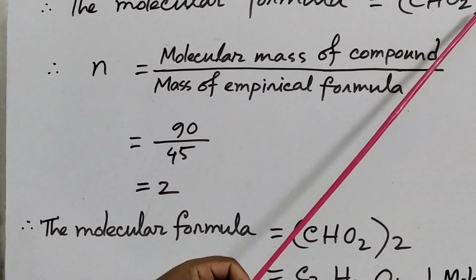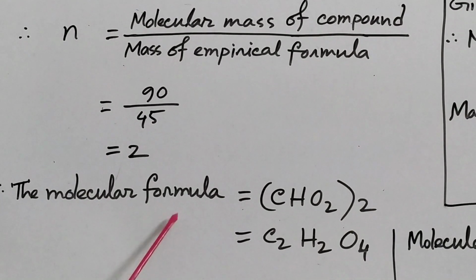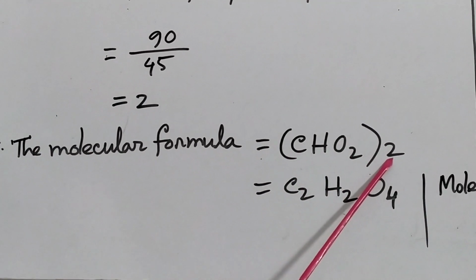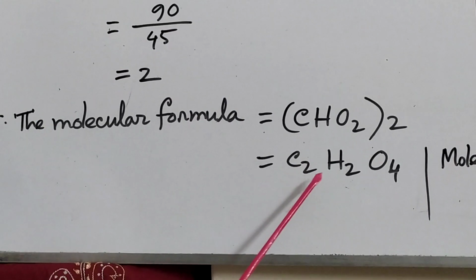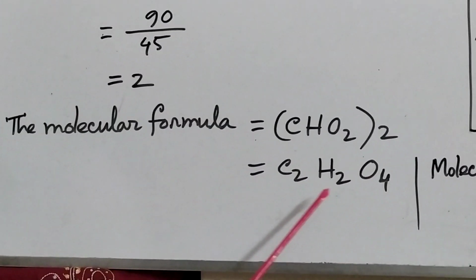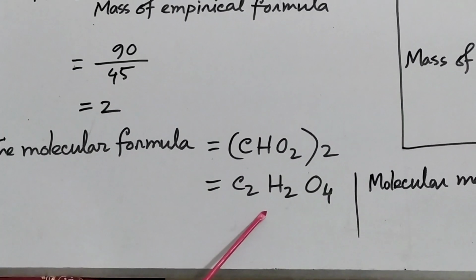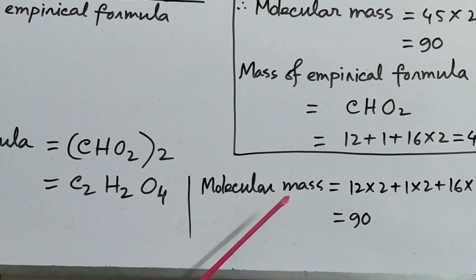Now by putting the value of n, we will get the molecular formula of the compound. So here it will be (CHO2) to the power 2. Then it will be C2H2O4. Now everybody see that it is our answer. We have got the molecular formula. Now let's see whether the molecular mass is 90 or not.